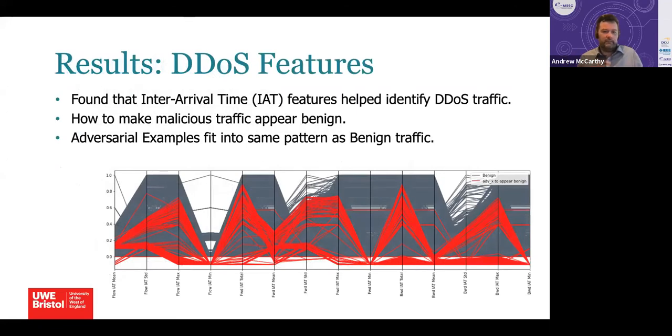And so this is some of the results that we saw. I promised you the plot on the inter-arrival time features. What we see here is that we were looking to see if we could make the denial of service traffic appear benign. And what we've seen here is that the adversarial examples fit quite well within the benign traffic, and the values seem to fit quite well, and it's difficult to actually pull them apart. So if we go to the next slide.